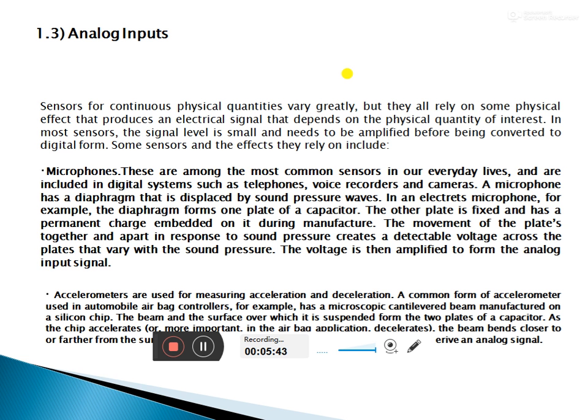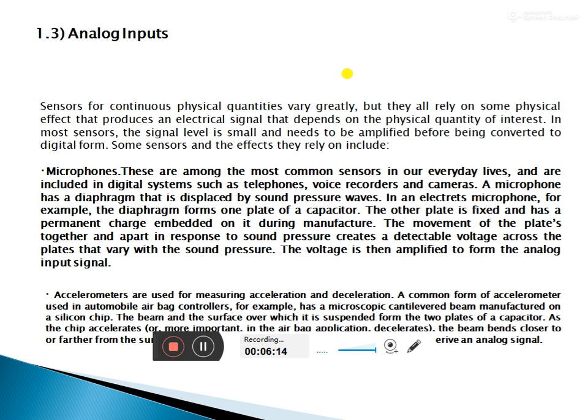So analog inputs are there, digital inputs are there. Now, analog inputs are physical in nature. If you see the microphones, these are common electronic devices, and they are also called sensors, meaning these microphones sense the voice signals.